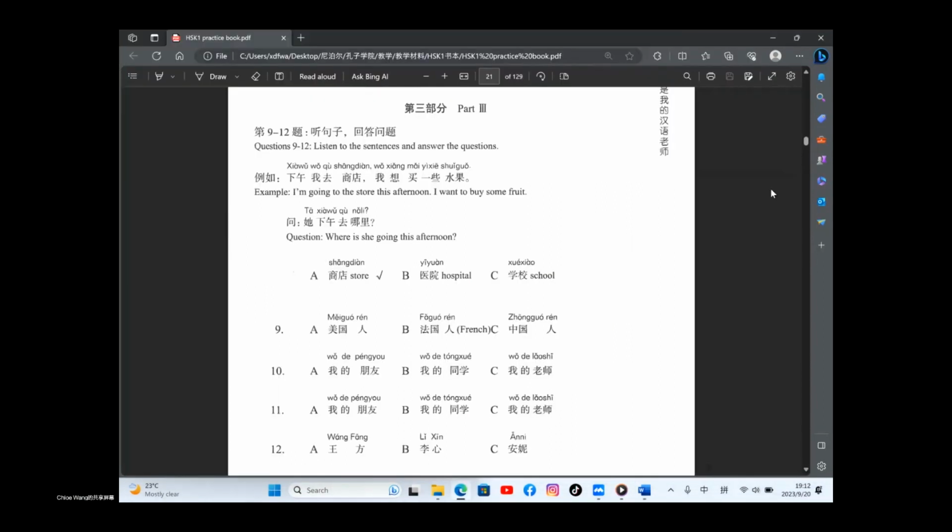Part 3. Questions 9 to 12. Listen to the sentences and answer the questions. Example. 下午我去商店，我想买一些水果. I'm going to the store this afternoon. I want to buy some fruit. 他下午去哪里？ Where is she going this afternoon?